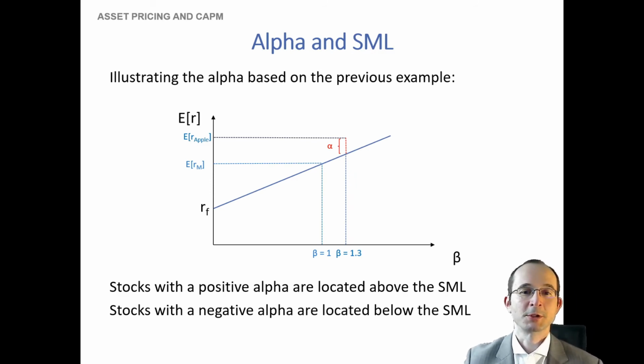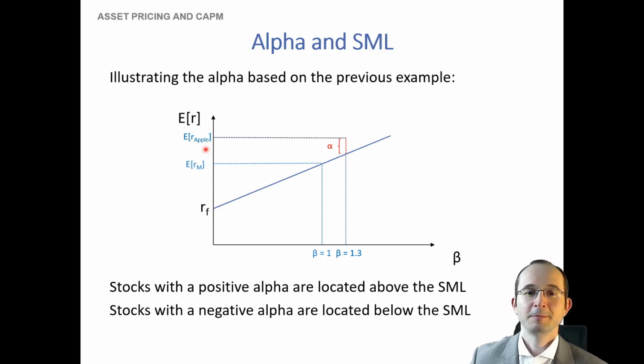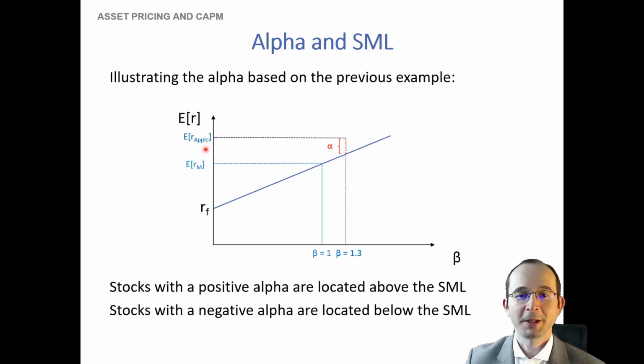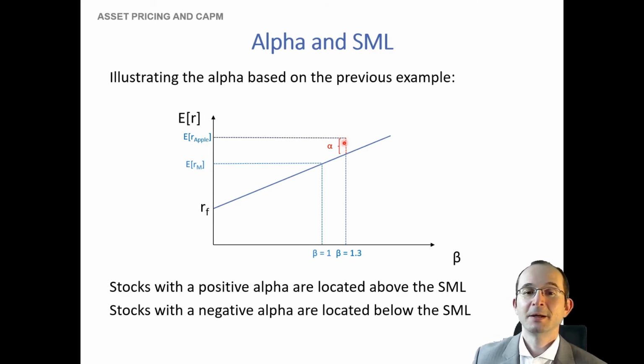And indeed, of course, this is true for any asset that has positive alpha. So if we look at, let's say, Apple, that happens to have an expected return above what the CAPM would suggest it should be, this would be the alpha of Apple. And any asset that is above the SML would have a positive alpha and would therefore be underpriced. And every asset below the SML that would have a negative alpha would be overpriced.